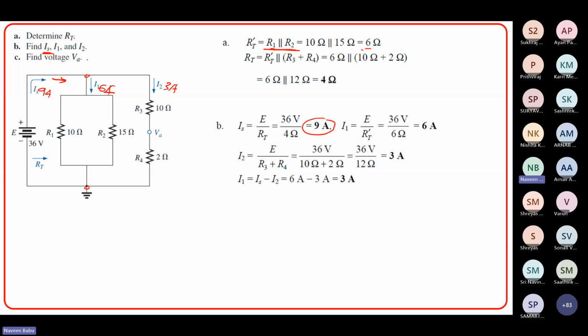And what is IA? IA is the voltage across R4. Between this point and this point, voltage across R4, and you know that 3 ampere current is flowing. So 3 multiplied by 2, which will be 6 volts, will be the voltage across this. If this is 6 volts and you have 36 volts, the voltage across this will be 30 volts, just for the sake of calculating. So it is 6 volts.